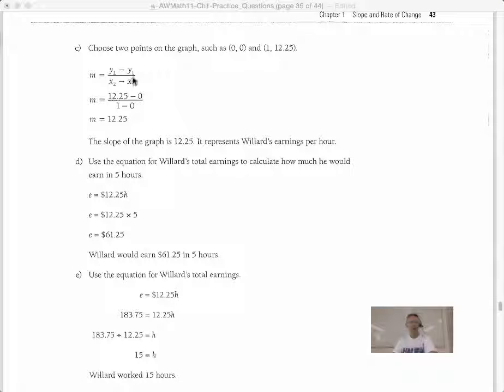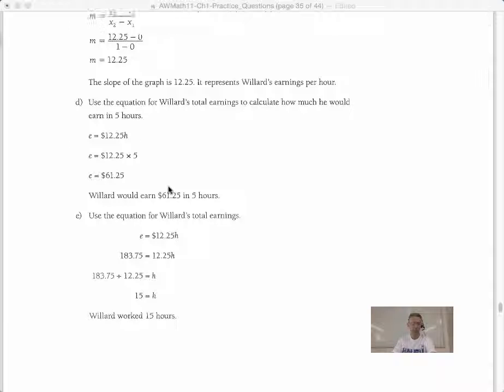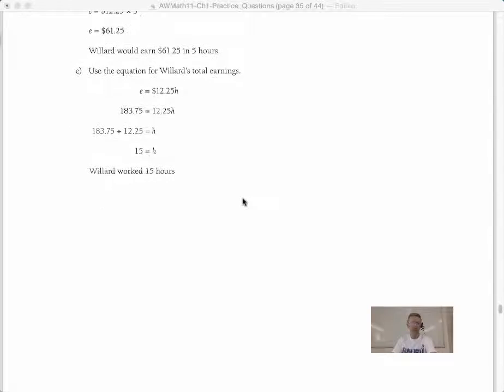It's pretty straightforward. We've done that already in the previous question. And use the equation to calculate his total earnings in 5 hours. So here was our equation here. The hours are now 5, so we multiply his hourly wage by 5, giving his earnings. So this is fairly intuitive and straightforward. Hopefully you would not have a problem figuring out how much you would earn in 5 hours.